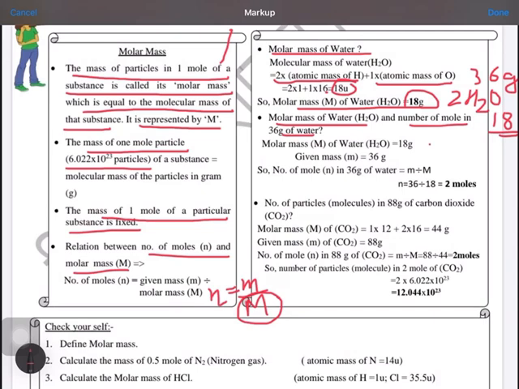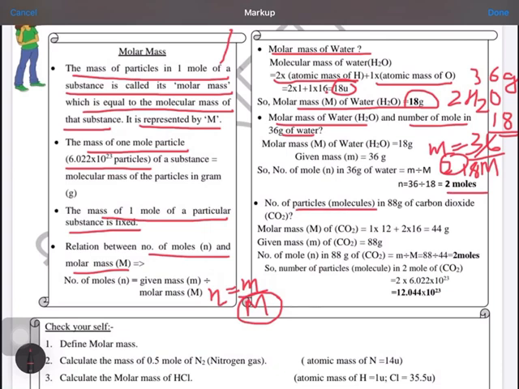We have been given small m as 36, and the molar mass of water, that means capital M, is 18. So 36 divided by 18, we can say 2 moles. We can easily calculate the number of moles from the given mass.